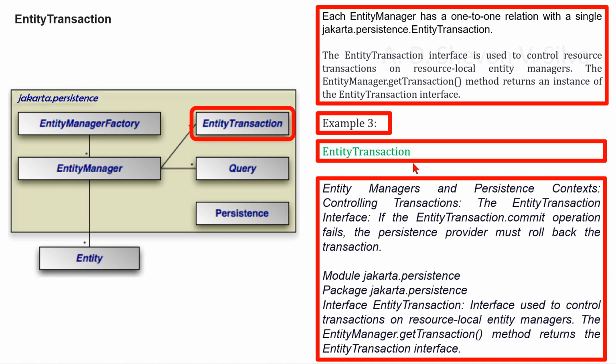When the resource-local entity manager is used, if the persistence provider runtime throws an exception defined to cause transaction rollback, the persistence provider must mark the transaction for rollback. If the transaction.commit operation fails, the persistence provider must roll back the transaction.